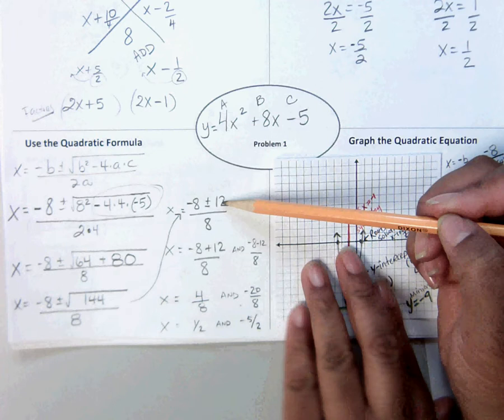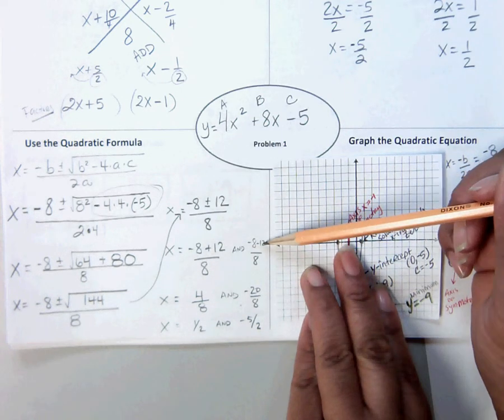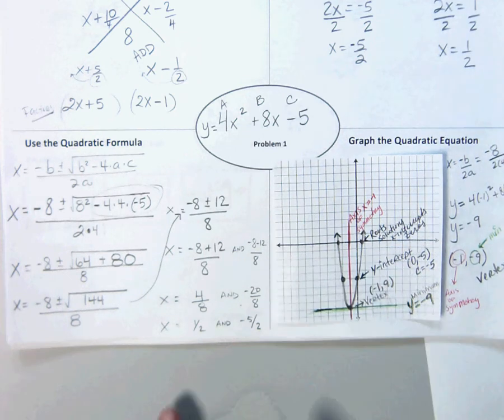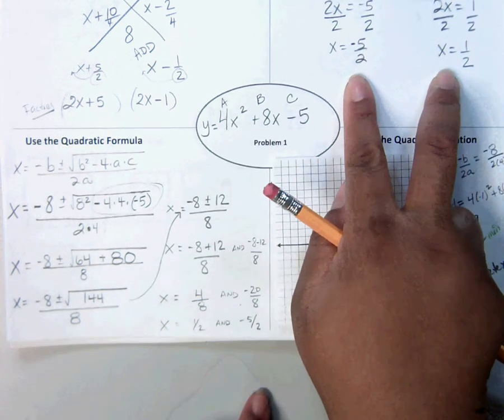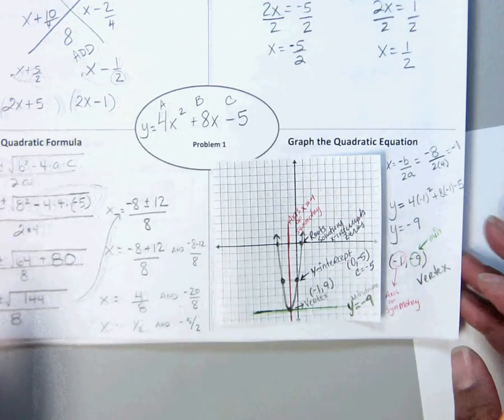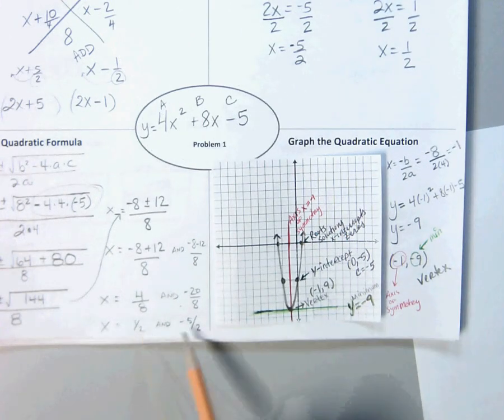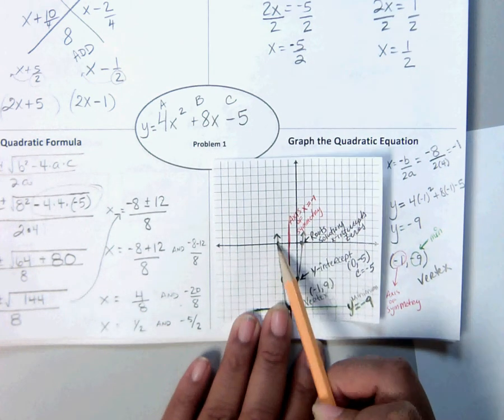So now I have two problems. Negative 8 plus 12 over 8, negative 8 minus 12 over 8. And that gives me 1/2 and negative 5 over 2, which verifies that these two are correct. Now, I graph 1/2 and negative 5 over 2 because they are my roots. And I've done that on a separate piece of graph paper.